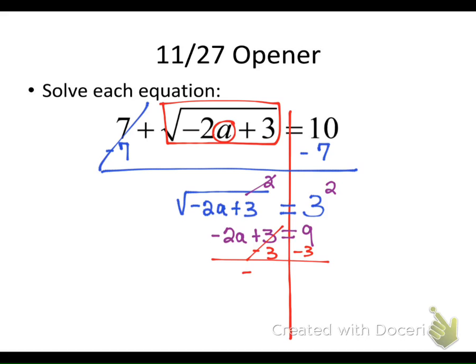Okay. Some people see that minus and automatically want to get rid of that, forgetting that a number next to a variable means to multiply. What's 9 minus 3? 6. Okay. And my last step here is to get the variable by itself. How do I do that? Divide by negative 2. Don't forget that negative. So then a is going to equal negative 3.